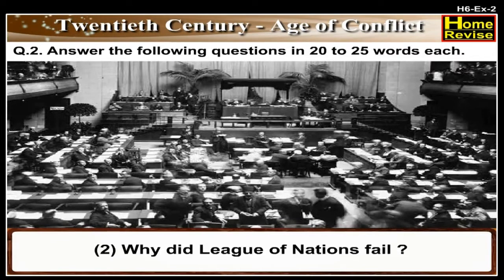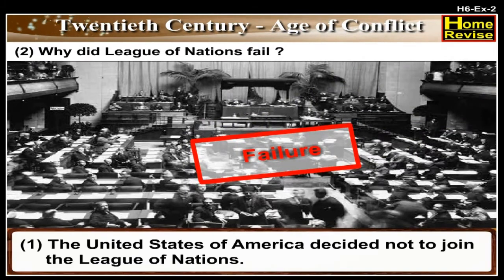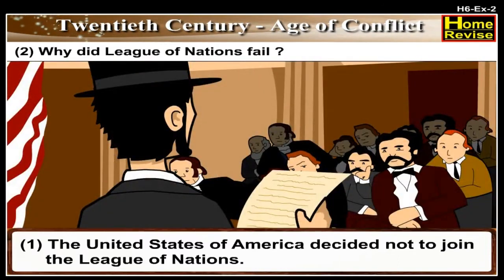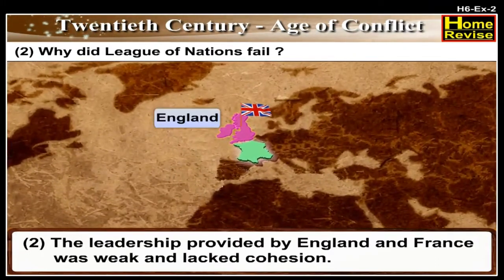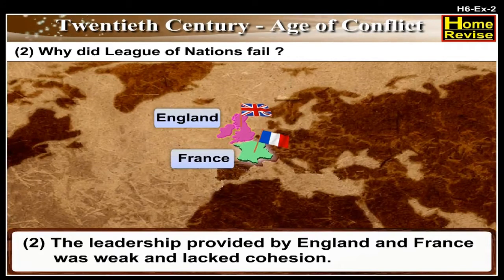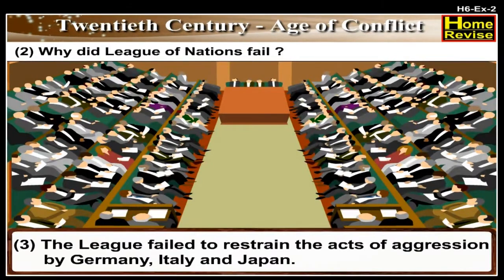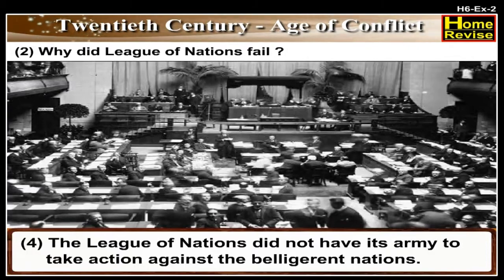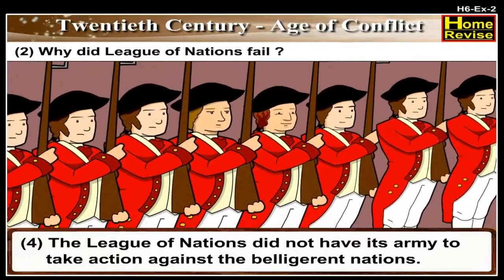Two. Why did League of Nations fail? Answer. 1. The United States of America decided not to join the League of Nations. 2. The leadership provided by England and France was weak and lacked cohesion. 3. The League failed to restrain the acts of aggression by Germany, Italy, and Japan. 4. The League of Nations did not have its army to take action against the belligerent nations.